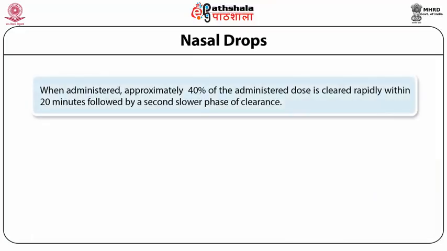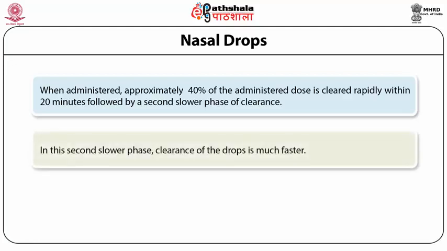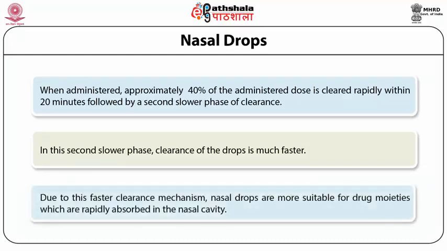When administered, approximately 40% of the administered dose is cleared rapidly within 20 minutes, followed by a second slower phase of clearance. In this second slower phase, clearance of the drops is much faster. Due to this faster clearance mechanism, nasal drops are more suitable for drug moieties which are rapidly absorbed in the nasal cavity.